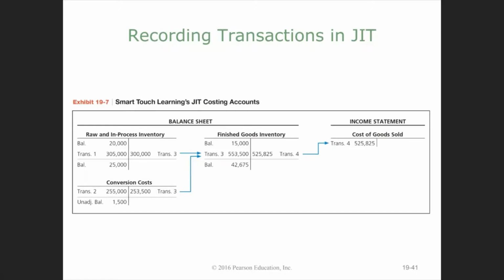So these are the T accounts for the three different balance sheet accounts that we're looking at, and then we have the T account for our income statement account, which is cost of goods sold.